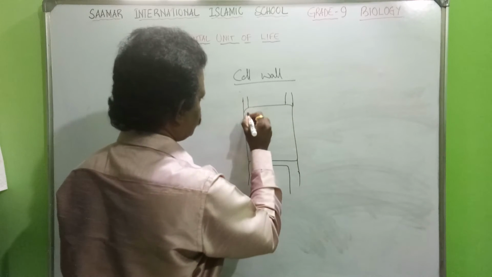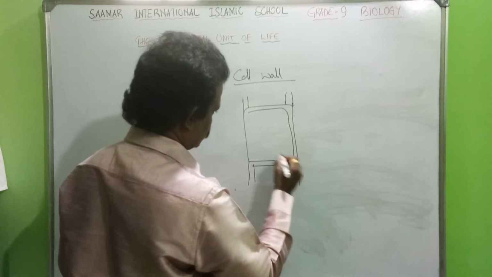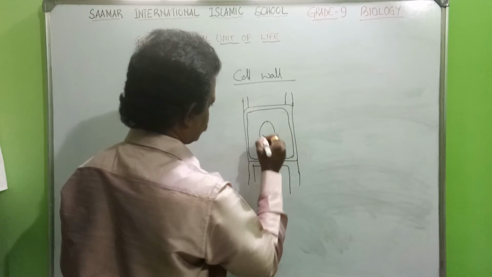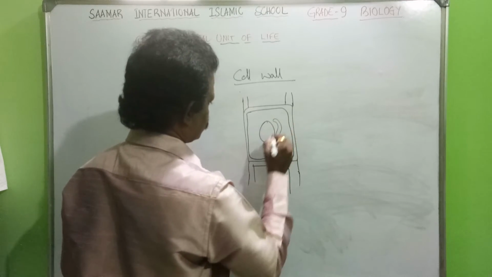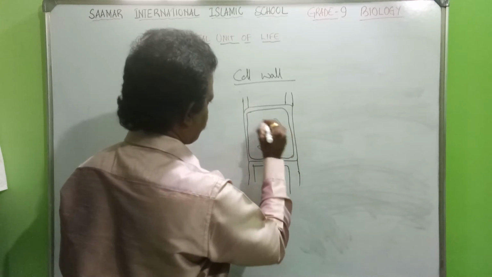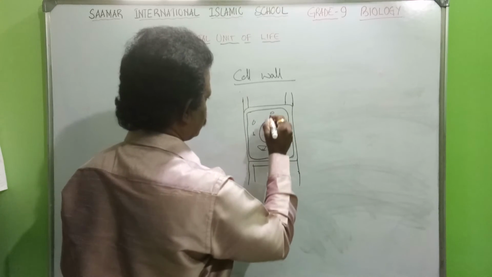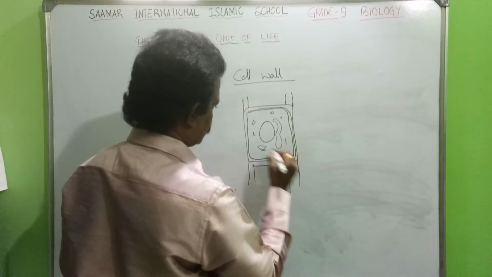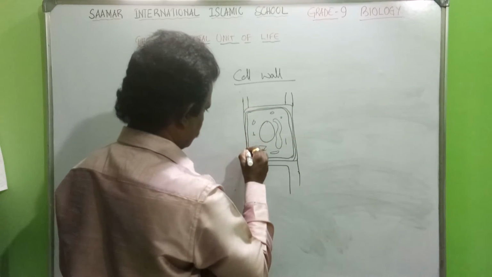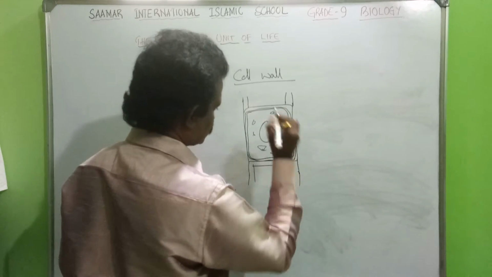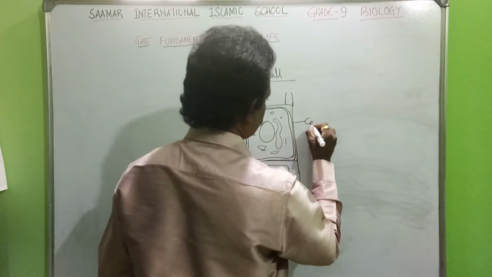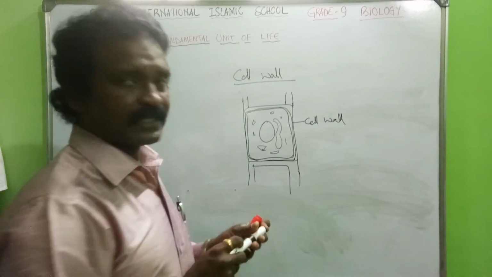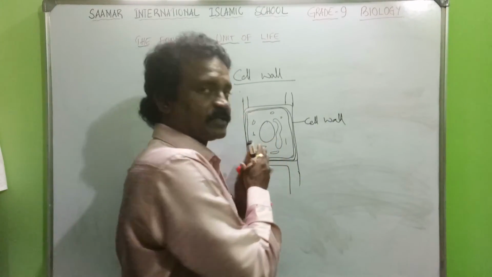Okay, plant cell. If you see the plant cell, you can see the cell wall. Nucleus and mitochondria, all these are there inside. You have one more layer. So this is your cell wall, and the next one is the cell plasma membrane. Outside is called the cell wall.